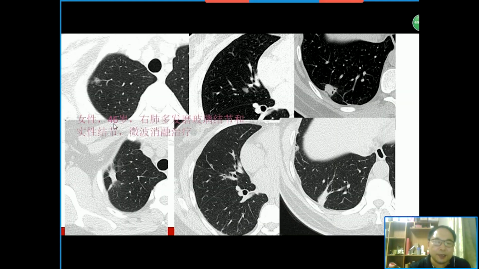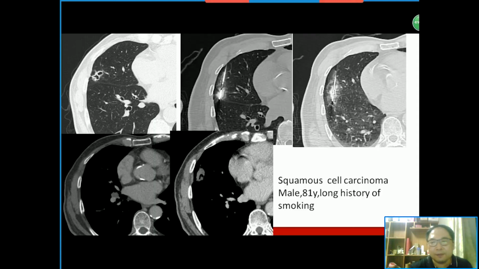This is a 46-year-old female, and she had multiple GGO lesions in the right lung. Here, this lesion is close to the pleura, and this lesion is deeply located near the hilum, and this is another one. This one is a little bigger. So we did ablation with microwave, this one first, and then this one. This is 1 month after ablation.